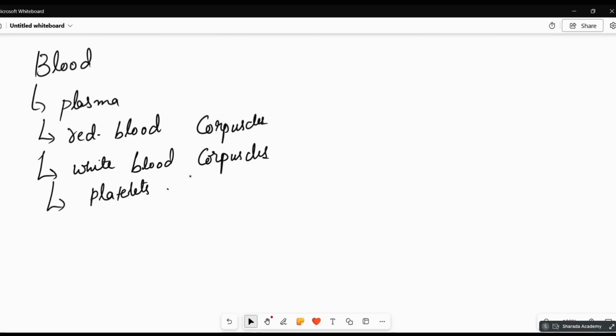And next come the red blood corpuscles. What will they do? They contain the red pigment, which is hemoglobin. And hemoglobin is the one which carries the oxygen from the lungs to every cell. The cell will absorb the oxygen, and then glucose will be converted into ATP.